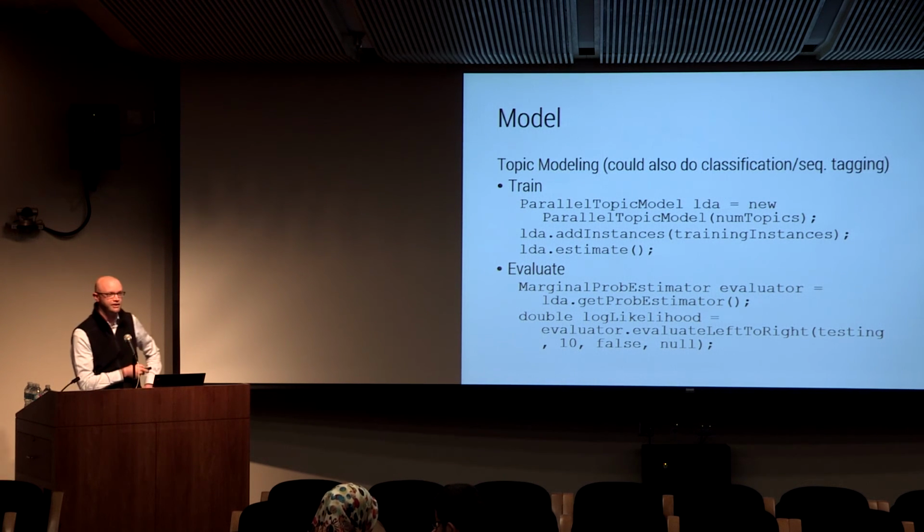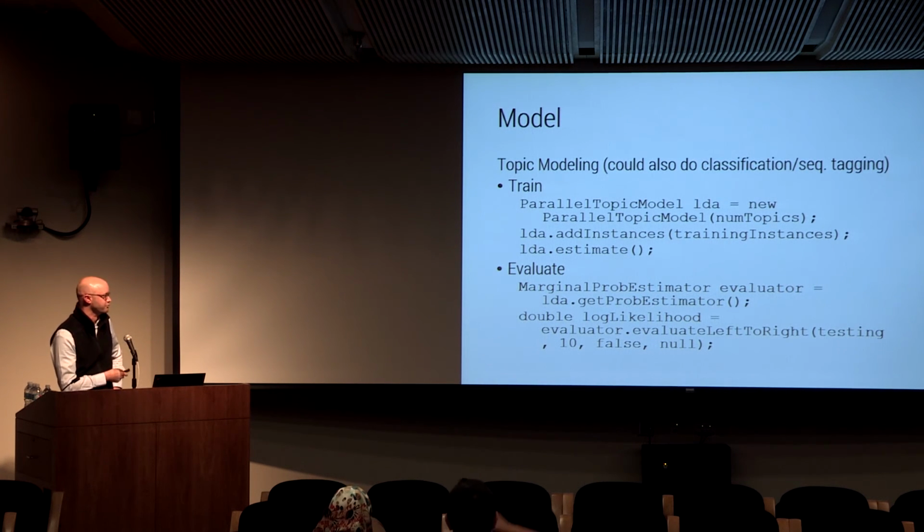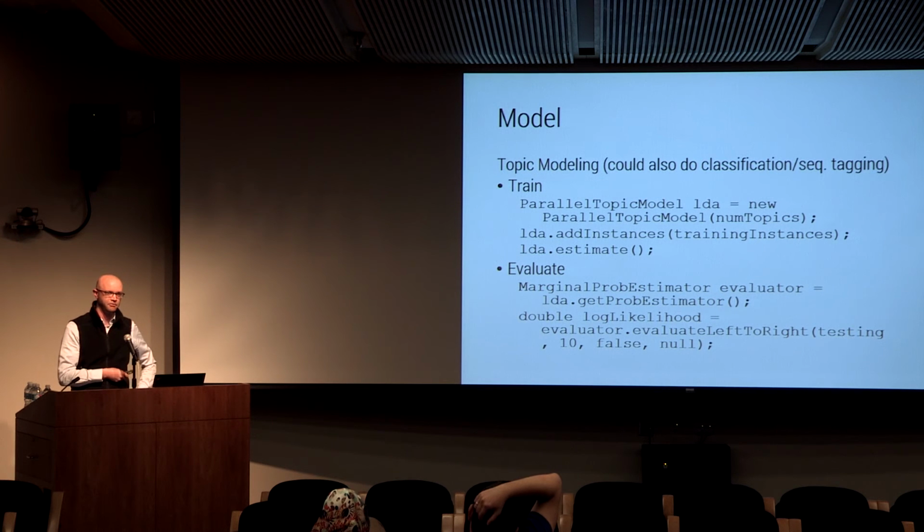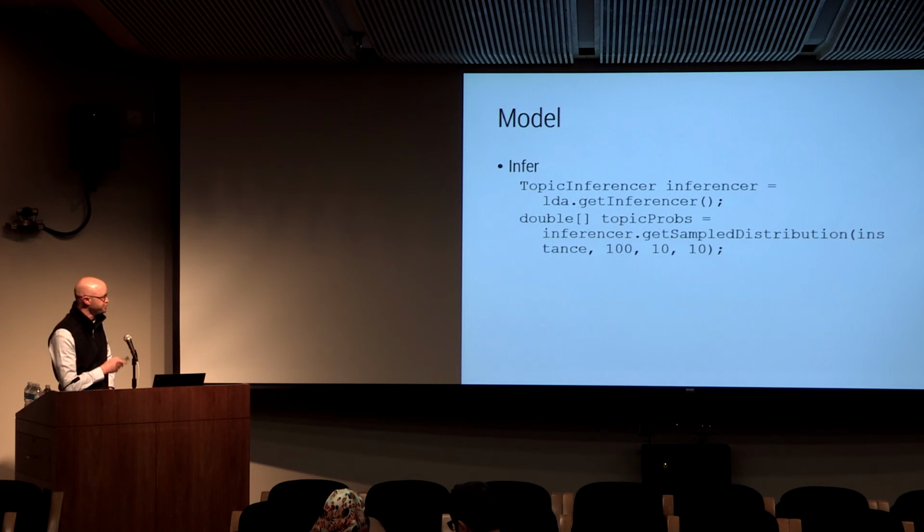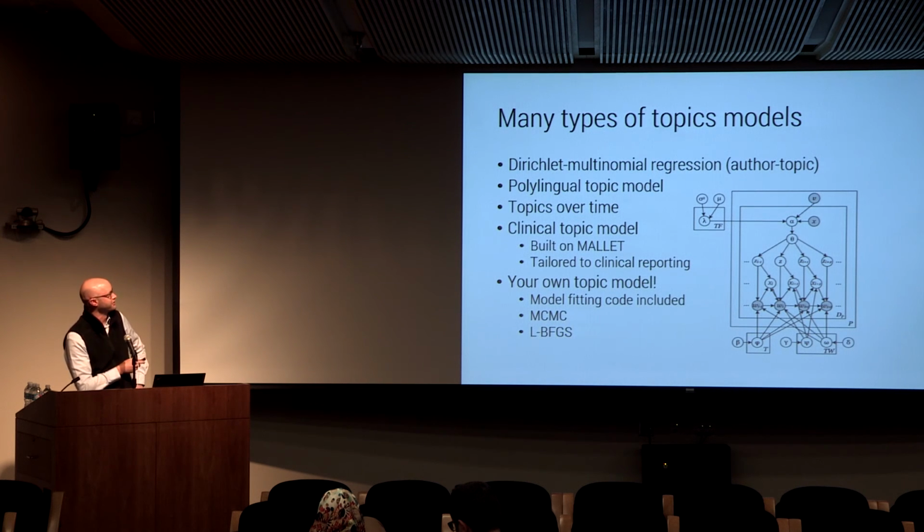You can then evaluate it by getting a marginal probability estimator from the model. With these types of models, we compare models by looking at the log likelihood of a held out test set. To do that, you could get this estimator, give it a testing set, and it'll spit back the log likelihood. You can do inference too. Once we have a nice trained model that we like, we give it some new documents, and it spits back what it thinks the probabilities are for topics in that document.